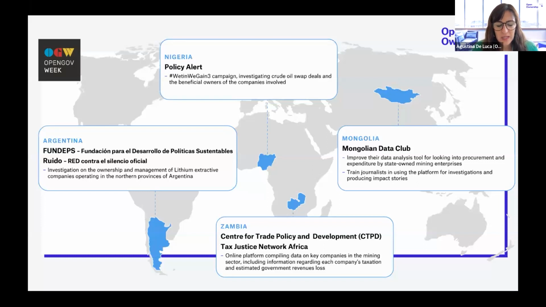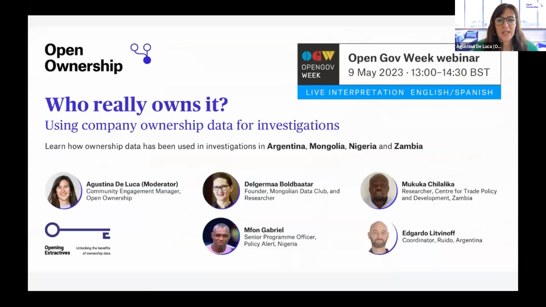So I will stop here because the really, really interesting part of this webinar is to hear from them about how they researched, how they investigated, where they obtained the data from, what they found, and what this means for each of their countries. So we're having Delgerma Boldbaatar from the Mongolian Data Club. We have Mukuka Chilakila, who's a researcher from the Center for Trade Policy and Development from Zambia. We'll have Mpong Gabriel from Policy Alert Nigeria. And we'll have Eduardo Litvinov from Red Ruido Argentina, representing the Argentinian project. So I will directly stop sharing so we can see our faces, and I'll directly hand over to Delgerma from the Mongolian Data Club to start with her presentation and hear of the work that they've done in Mongolia.